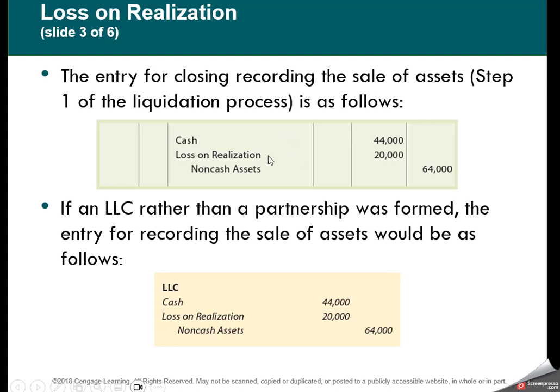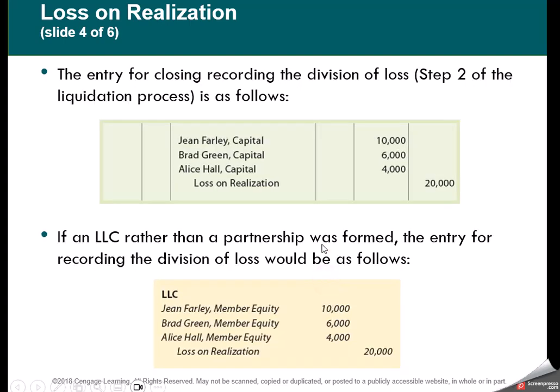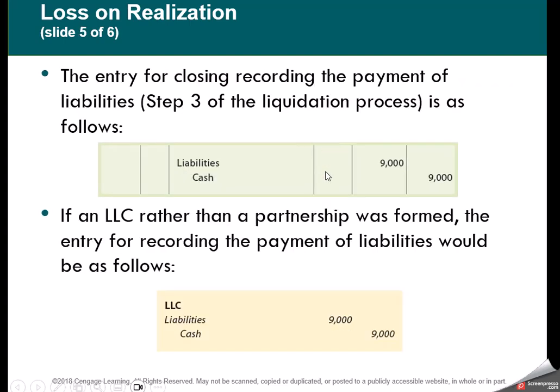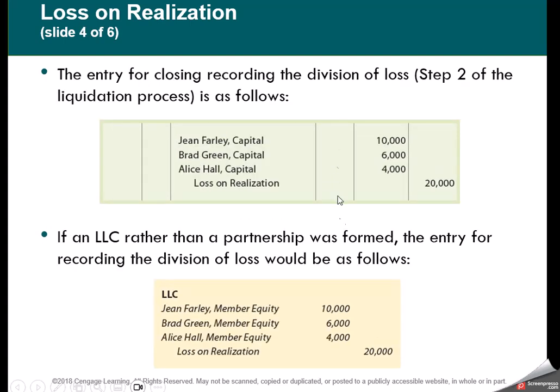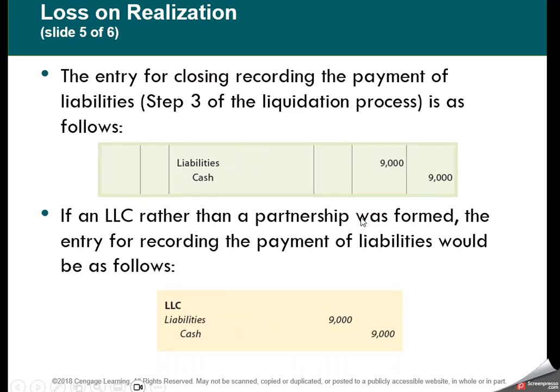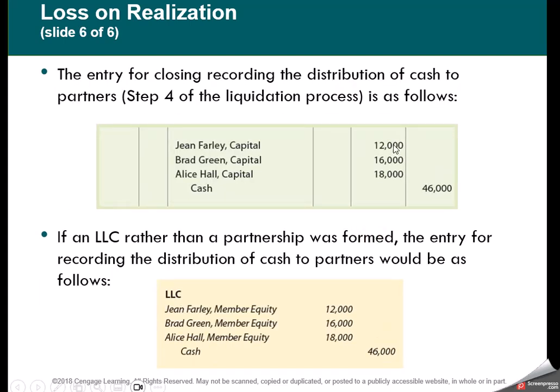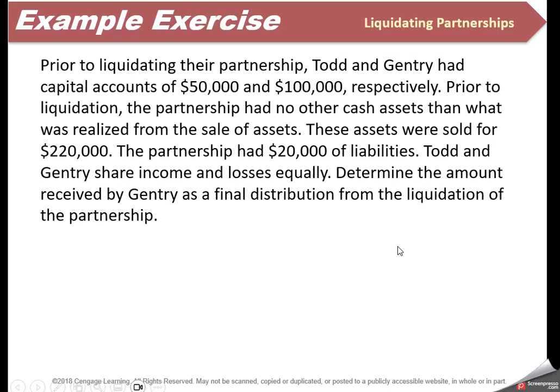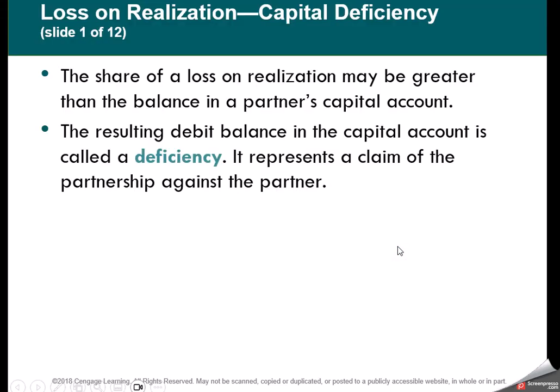So again, we receive the cash, record the loss, then we put the loss to all of the partnership's accounts based on their income share. Then we pay the liabilities, then we pay off the partners. So obviously now they're getting less money because they didn't make as much money when they sold it.